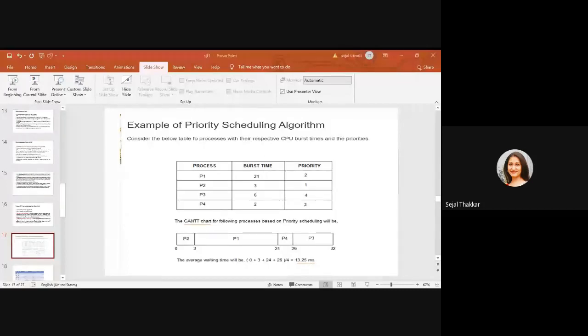Now the next one is preemptive mode. We can see the priority scheduling in preemptive mode.